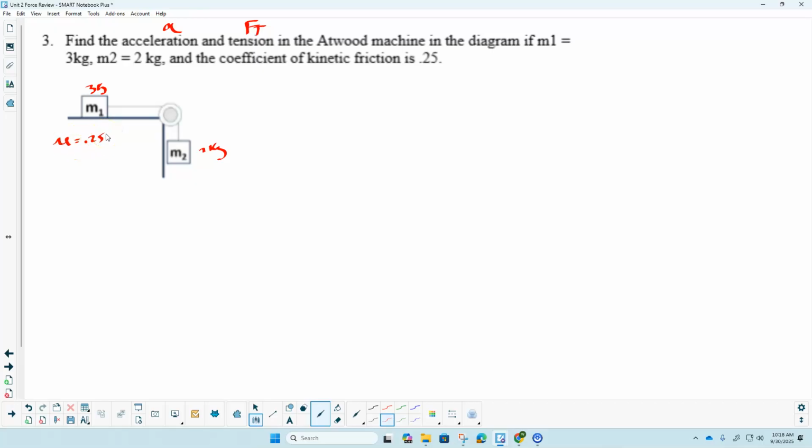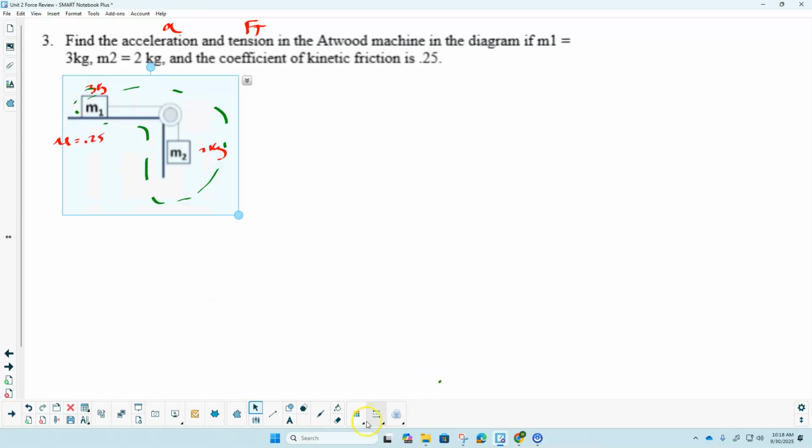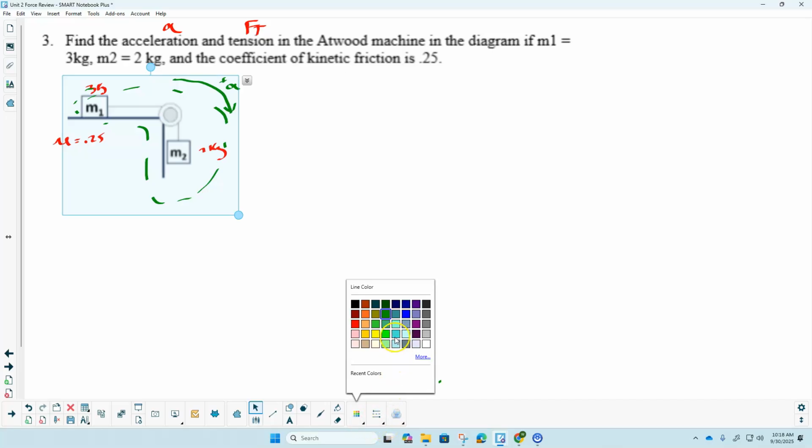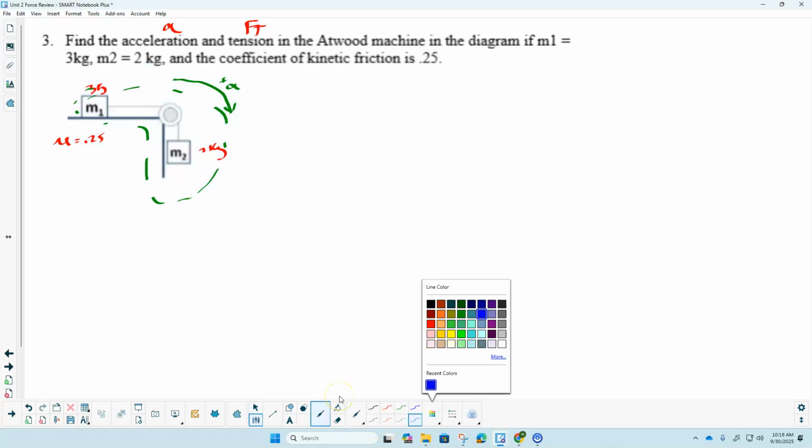So we've kind of done these before where we're gonna select our system. So our system is the whole Atwood machine, and we need to pick the positive direction. So I think the Atwood machine is gonna move that way. So the positive direction of positive acceleration is that way, because that's the only way that makes sense, right? It's not gonna start magically moving the other way.